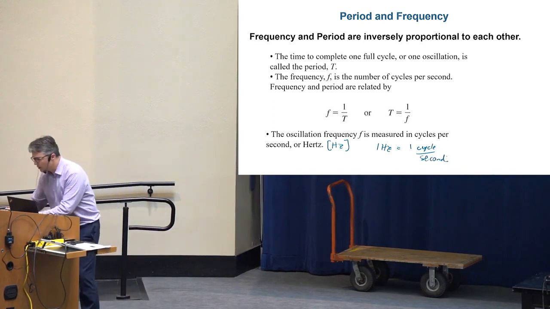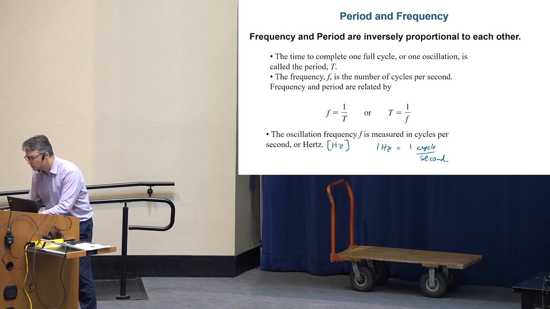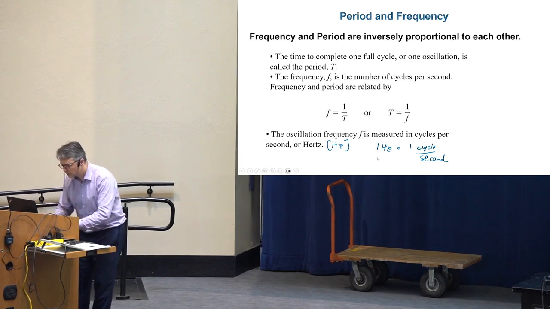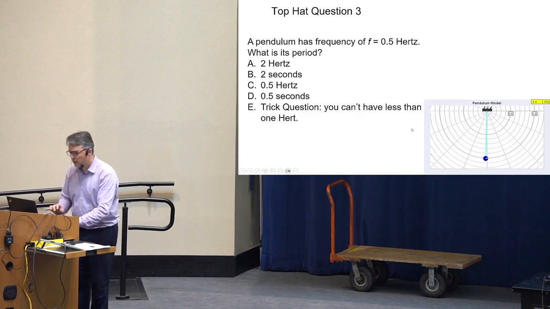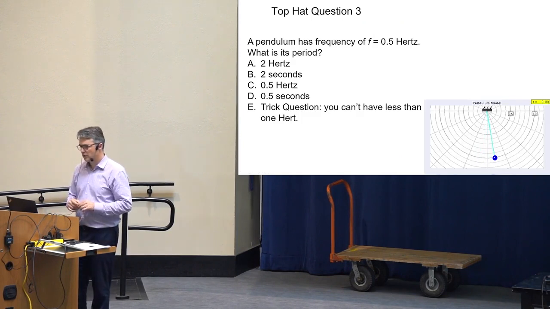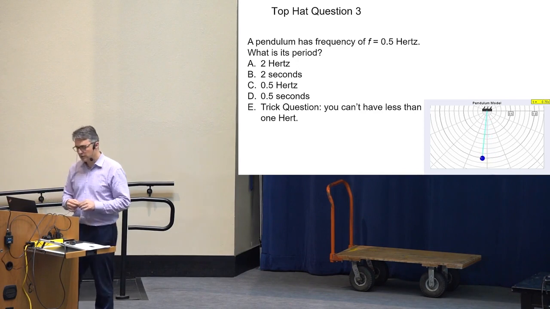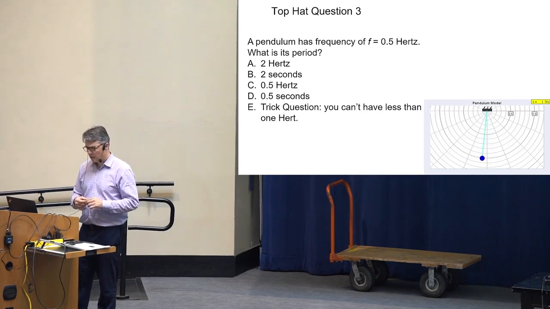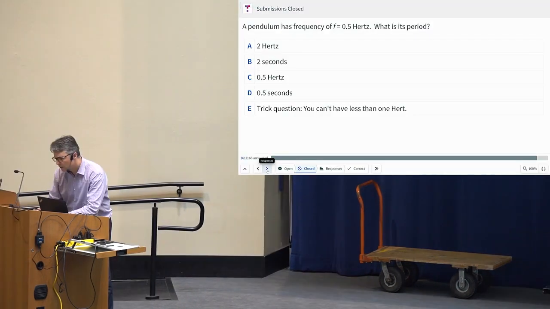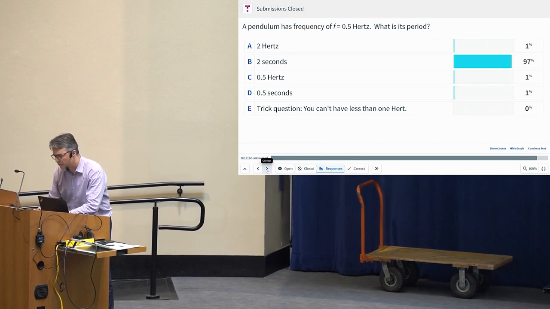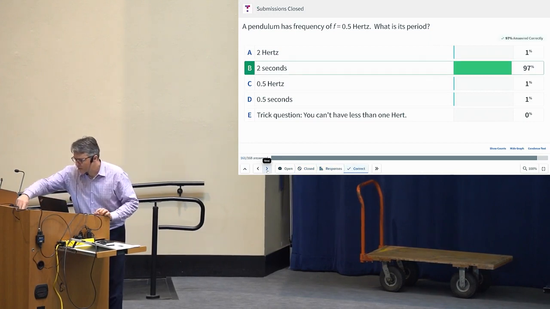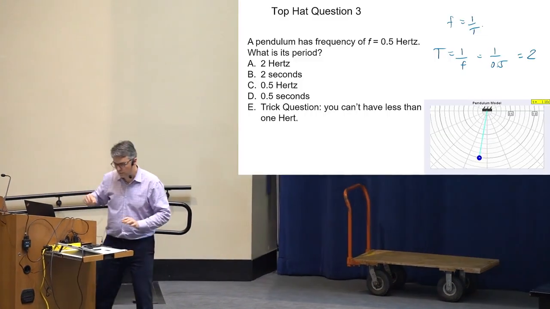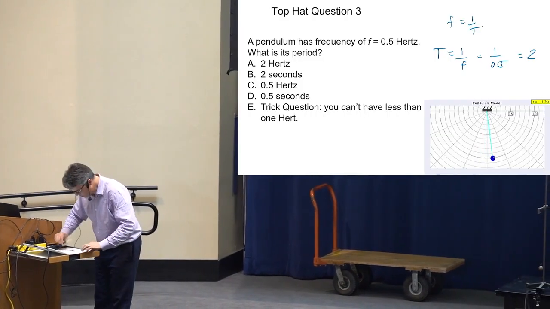So let's do a top question. This one is pretty straightforward. A pendulum has a frequency of 0.5 hertz. What's its period? Is it A, 2 hertz, B, 2 seconds, C, 0.5 hertz, D, 0.5 seconds, or E, it's a trick question, you can't have less than 1 hertz? 97% vote for 2 seconds. The way it looks is just T is 1 divided by 0.5, which is 2.